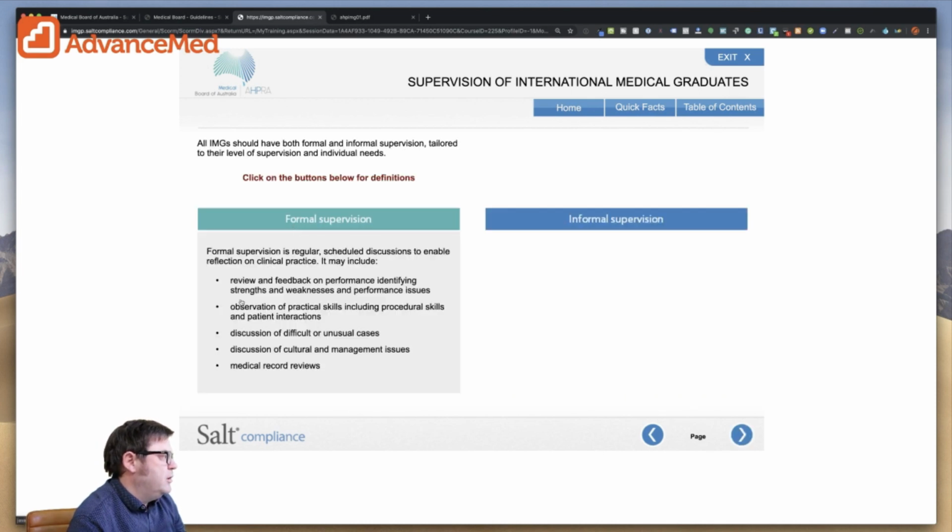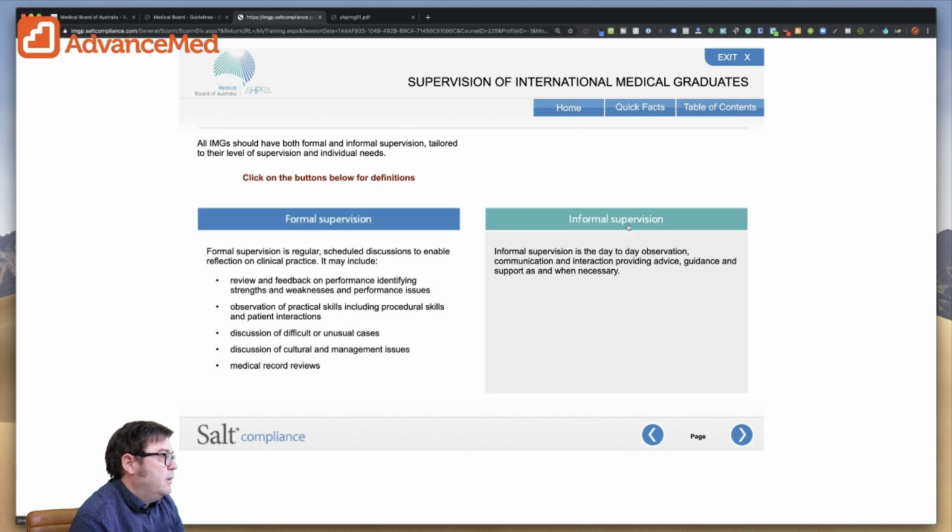Definitions of formal supervision: review and feedback, observation of practical skills, discussion of difficult or unusual cases, cultural management issues, medical record review. Nothing about teamwork, hospital systems, healthcare systems, communication. Interestingly, this is just like in day-to-day advice. So formal is like scheduled and regular, and informal is daily.